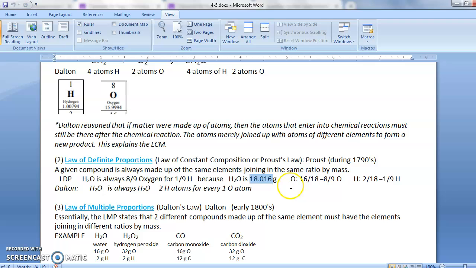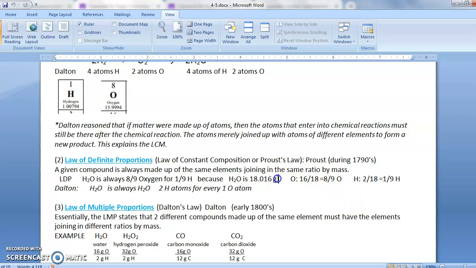But to make water, we would need 16 grams of oxygen right here. 16 divided by the total mass of 18. 16 divided by 18 reduces to 8/9 oxygen. What part of that is hydrogen? Well, we know that H2O has two H's in it. Each H is 1.007 or 1.008. We're just going to round that to 2. 1.008 times 2 is about 2. So it's 2/18 hydrogen. That's 1/9.